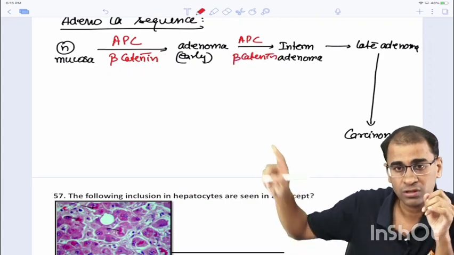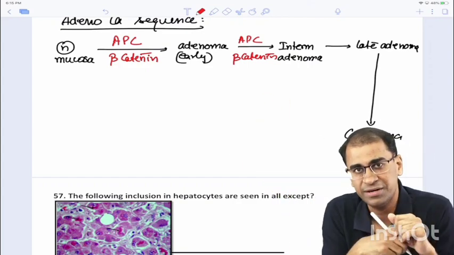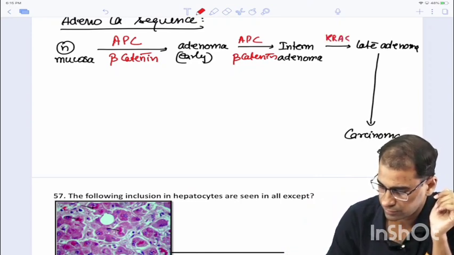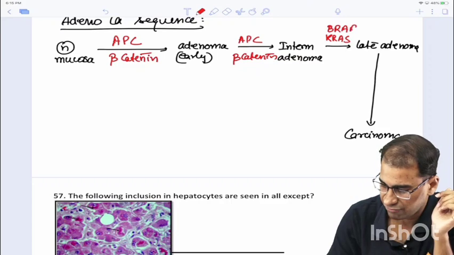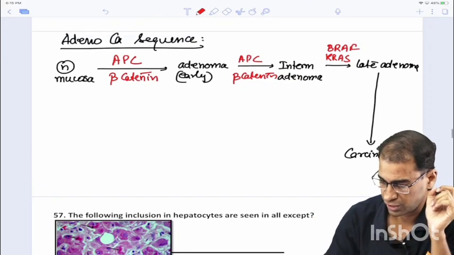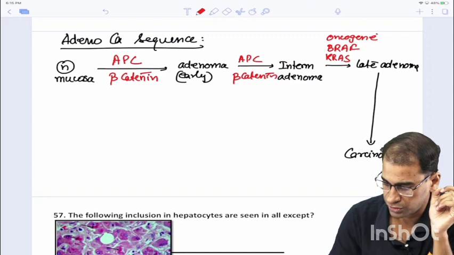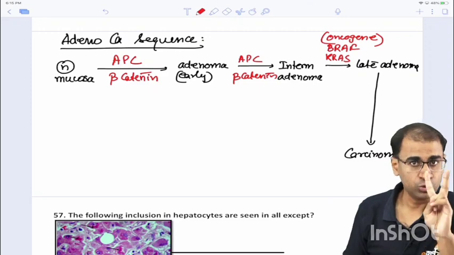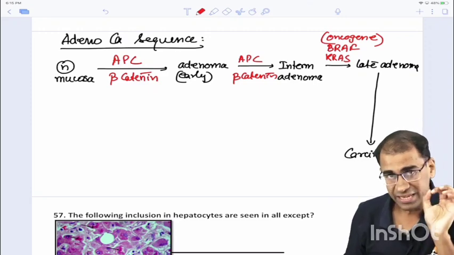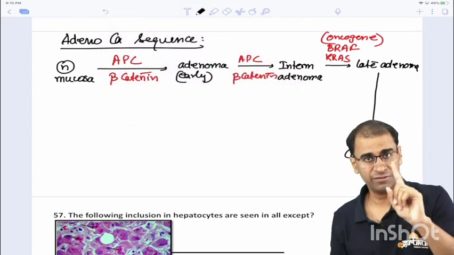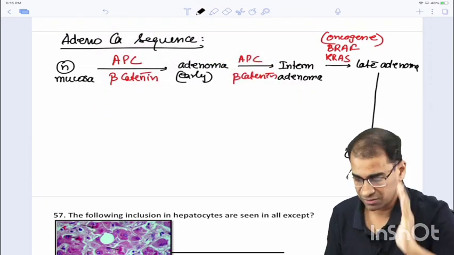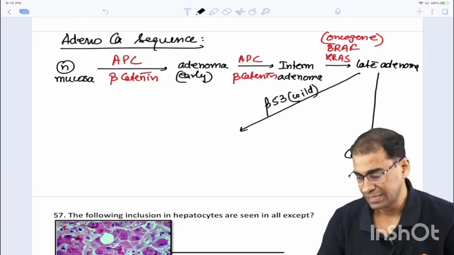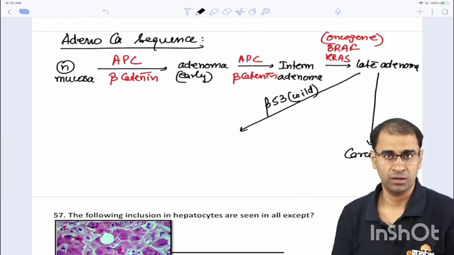This causes both the early and the intermediate adenomas. Then there is a mutation called KRAS and BRAF. These two are oncogene mutations. After this, two things can happen. Number one, if there is a normal P53, remember P53? Policeman, guardian. If P53 is normal, I'll call it wild type, then the adenoma will not go to carcinoma. It becomes senescent.